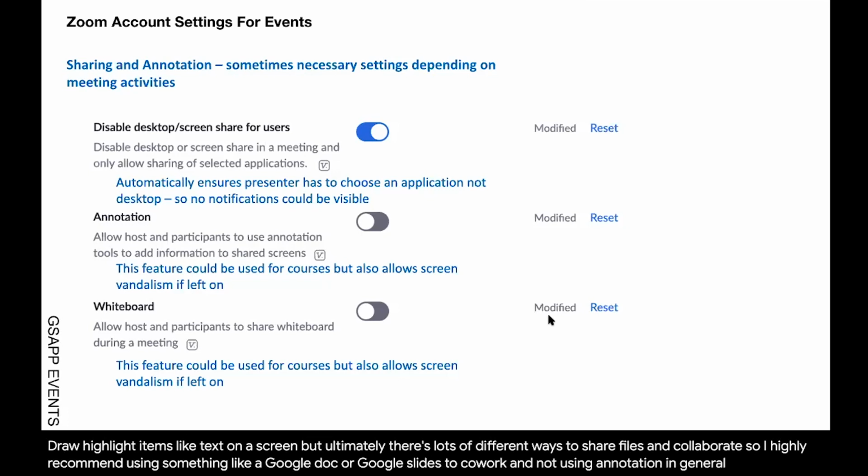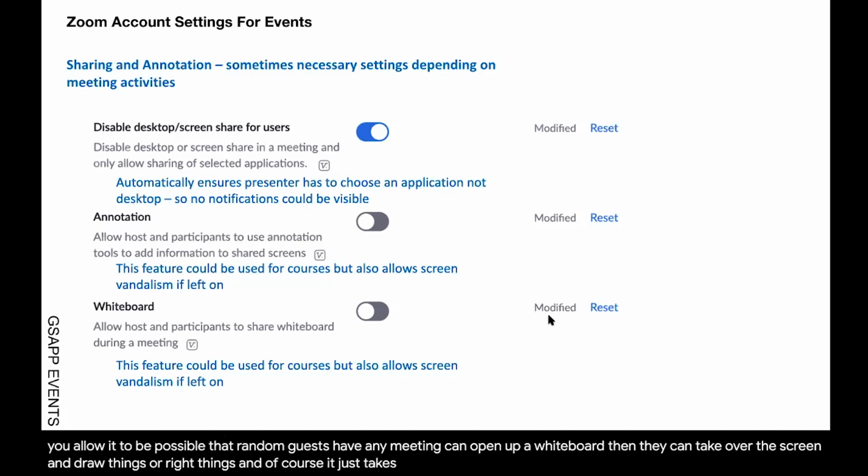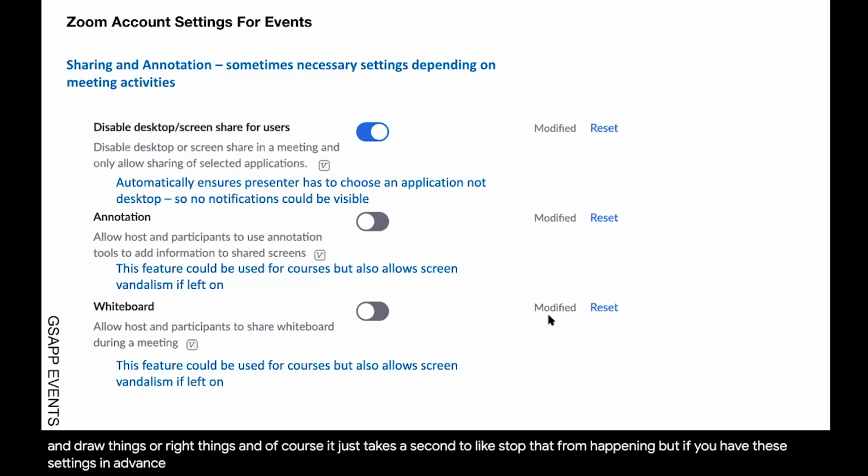Whiteboard, we already talked about a little bit. If you allow it to be possible that random guests of any meeting can open up a whiteboard, then they can take over the screen and draw things or write things. And of course, it just takes a second to stop that from happening. But if you have these settings in advance, it's much easier.